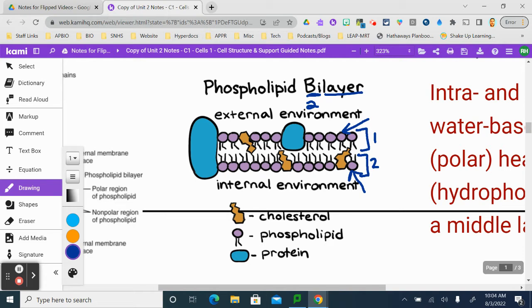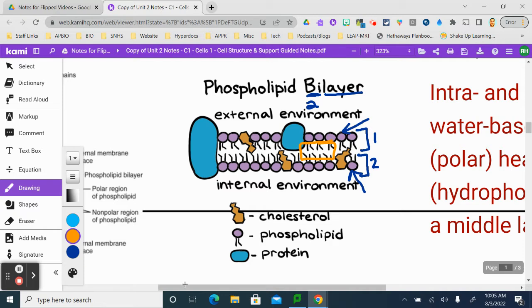And so we put the heads on the very, very outside and very, very inside to ensure that those can interact. And then what we do is we sandwich, in orange here, we sandwich the tails on the very, very inside because nonpolar things can interact with nonpolar things. So that is the phospholipid bilayer.